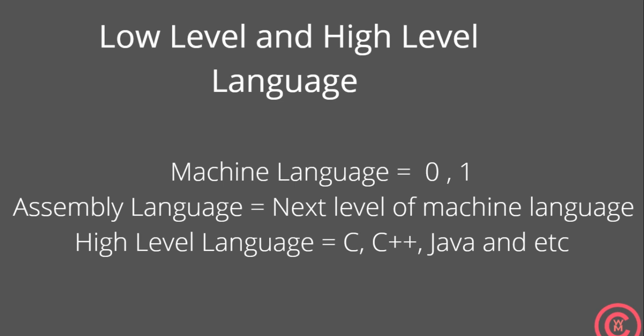Machine language is zeros and ones, which is understood by the processor only. Assembly language is the next level of machine language. High level language is the language which we are using now, C, C++, Java and so many others. So machine language and assembly language are the low level languages, and C, C++ and Java are the high level languages.